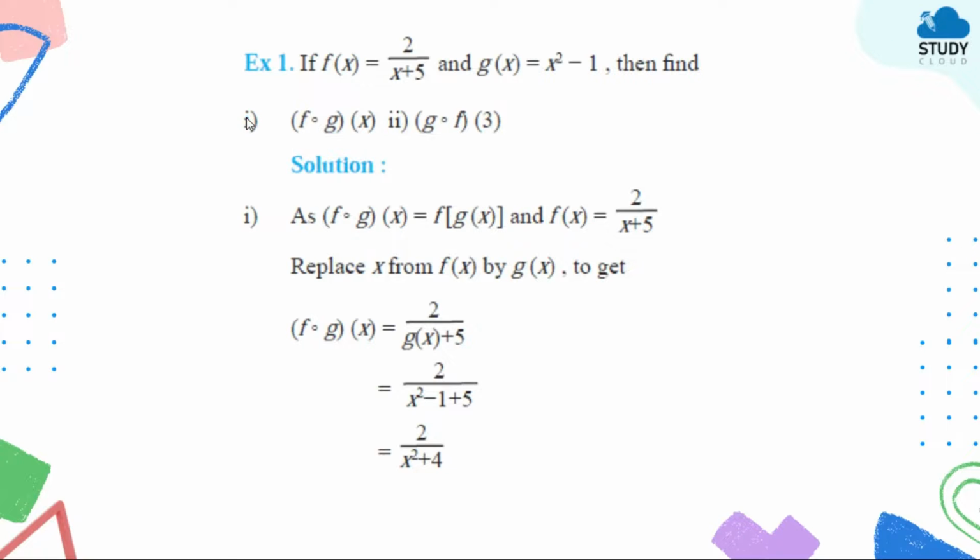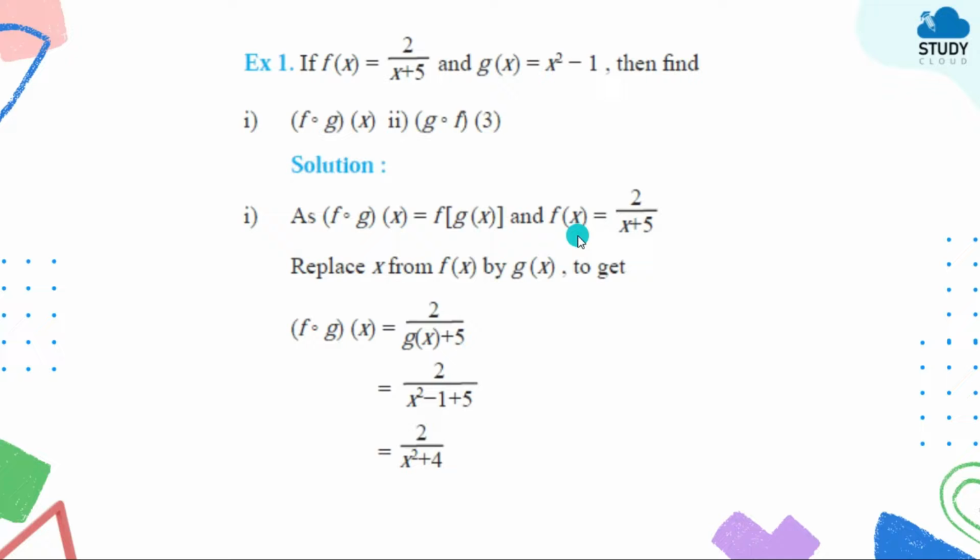Next, important questions. If f(x) is equal to 2 upon x plus 5 and g(x) is equal to x square minus 1, then find, now see, this is a composite function. First you have to find (f o g)(x) and then (g o f)(3). Let us see the first one. (f o g)(x) means f of g(x). First is f, so keep f as it is. Then put the entire g function g(x).